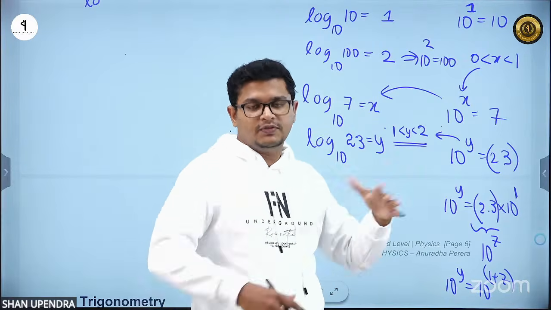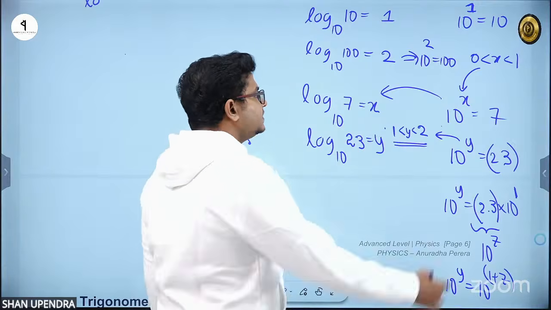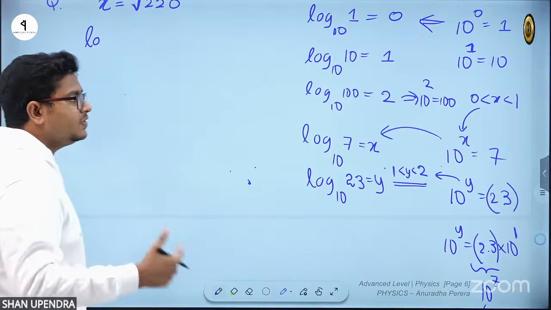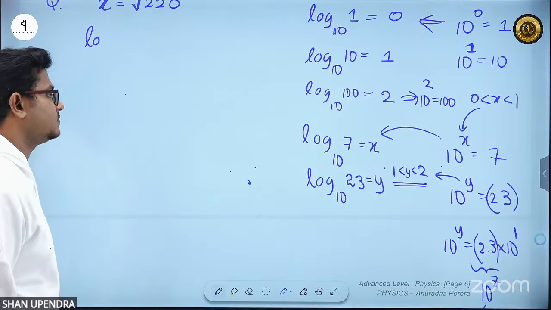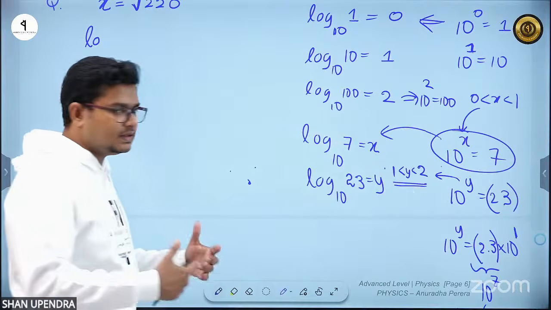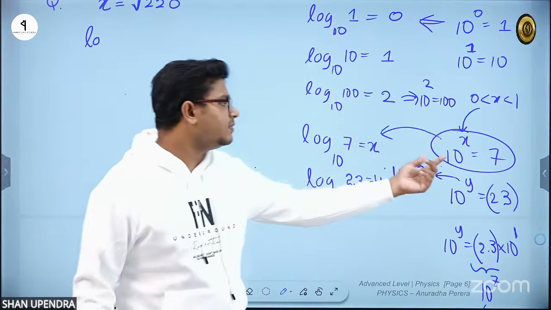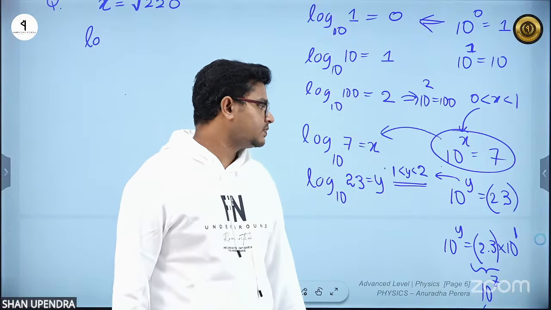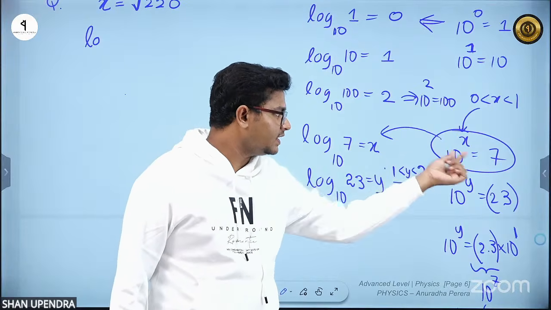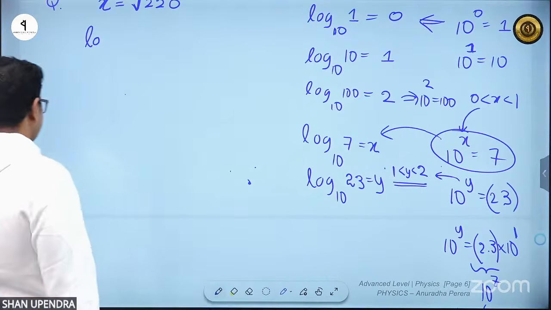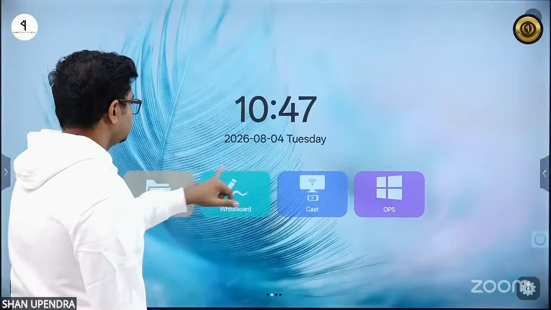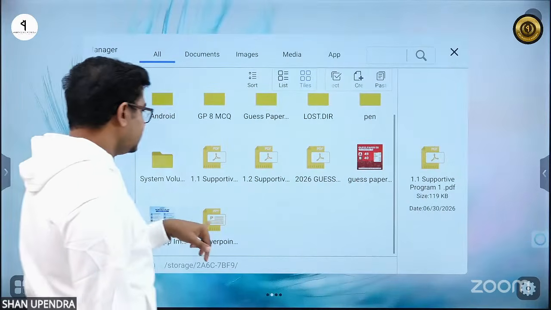Or simply, we have a table for these cases. If you want to find anything in between 0 and 1, we have a log table. Someone prepared a table for these values. When we make 10 to the power x equals 7, they calculate the value of that. So you can see when you follow a log table.